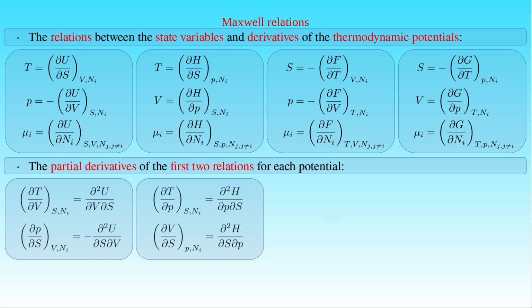For the first equation in the third group, we can write that the partial derivative of the entropy S with respect to the volume V at constant temperature T and number of particles Ni is equal to minus the second order partial derivative of the free energy F with respect to the volume V and the temperature T.